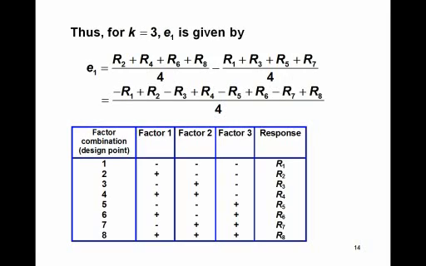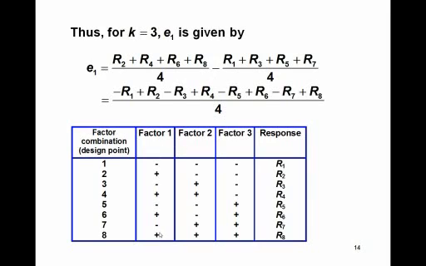Now we can rewrite that first expression there by getting a common denominator of 4 and arranging the terms in increasing order of the subscript. And so we're going to get minus R1 plus R2, etc. Now, is there some simple way that we can actually get that latter formula? And the answer is yes.